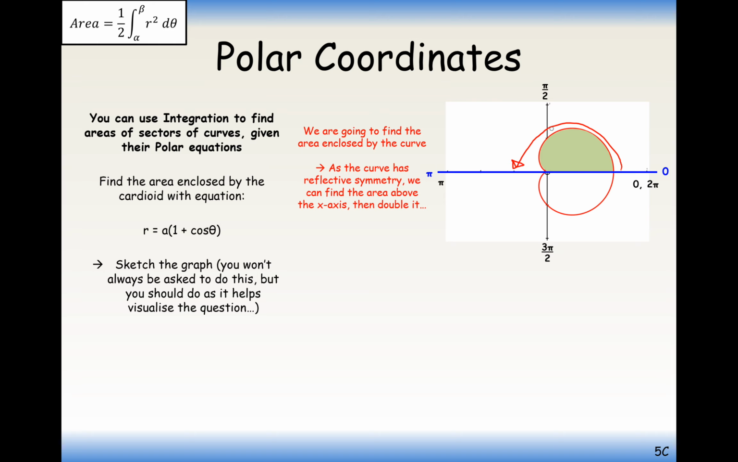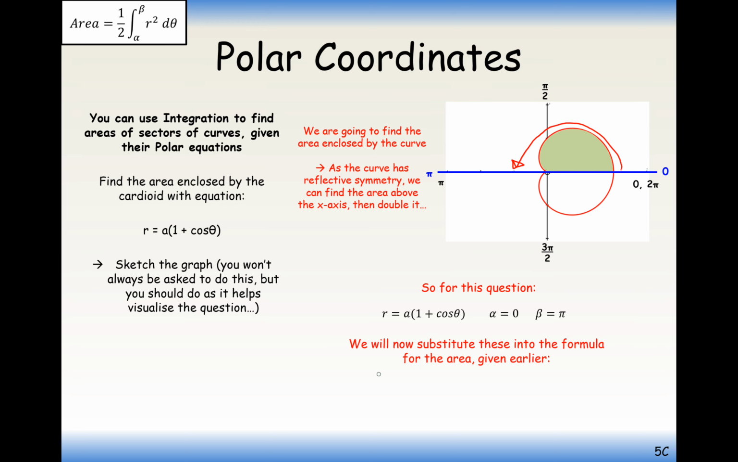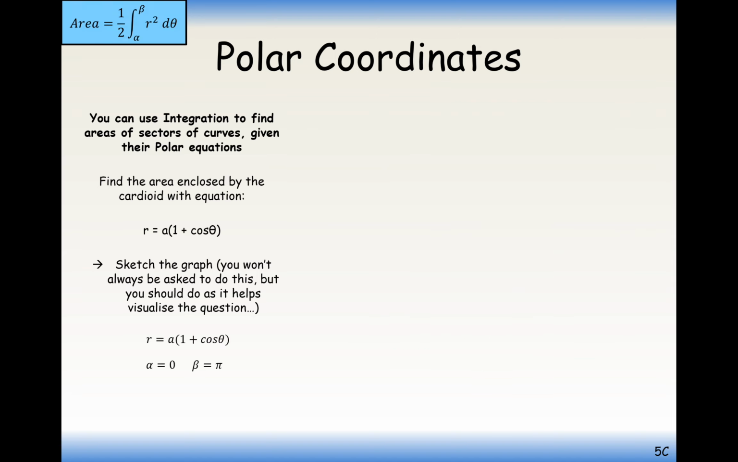So then the angle will go from 0 round to pi, and it will enclose all of this area here, as long as we integrate 1 plus cos theta times a. So for this question, r is equal to a brackets 1 plus cos theta, alpha is going to be 0, and beta is going to be pi. And that will work out the green section of the graph here. So we'll now substitute into the formula. So let's go for it then.